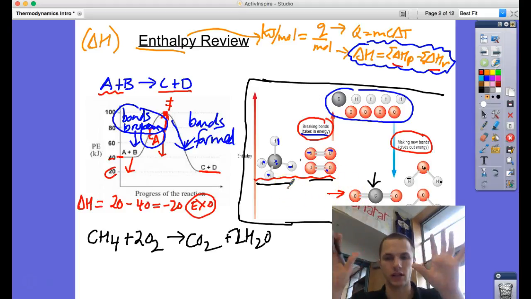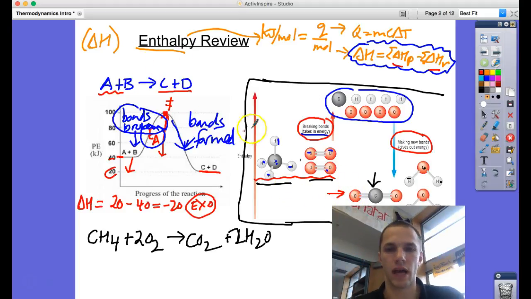So again, big concept, big thing to walk away with. In any reaction, energy has to be added, the activation energy, to break bonds. And then, once those atoms are separated, those new bonds get formed, which releases energy. Okay? So main thing about enthalpy that we need to cover there.